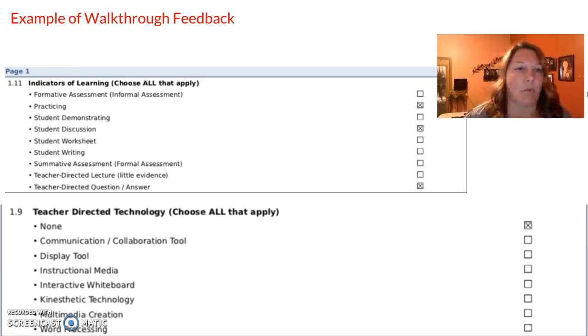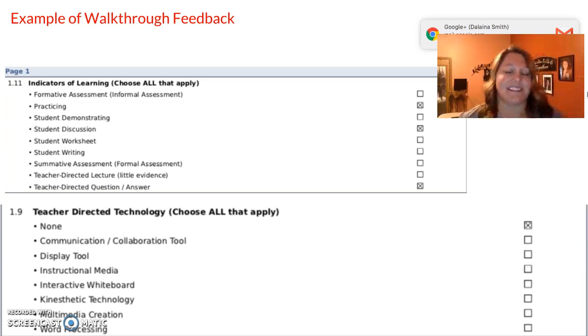And then in 1.9, this is why I always have the goal of usage of technology in my classroom. You can see teacher directed technology, none. He did not see me using any technology at this time walking through my classroom. It just so happened that I went many weeks of teaching, and each time I had a walkthrough, I was not showing a PowerPoint or I was not using the iPads at that time.